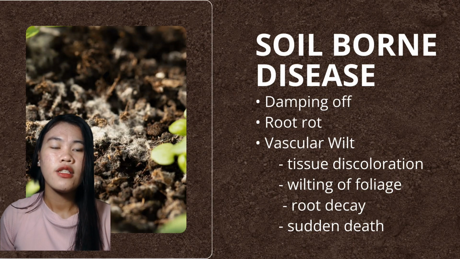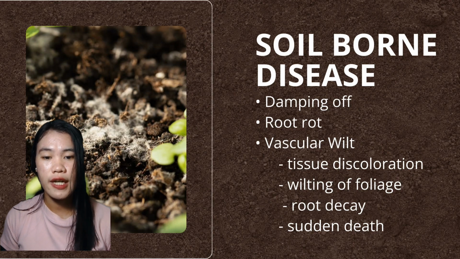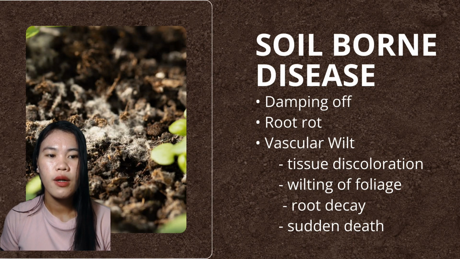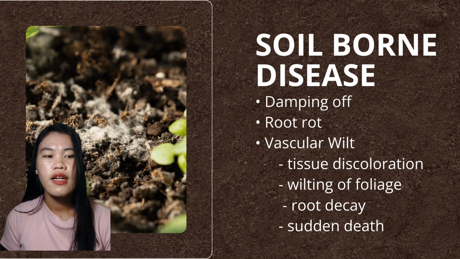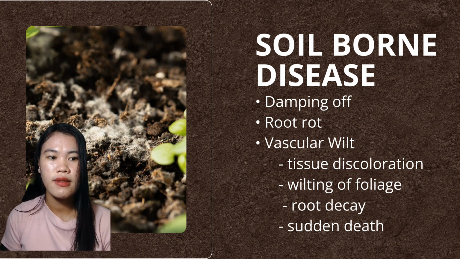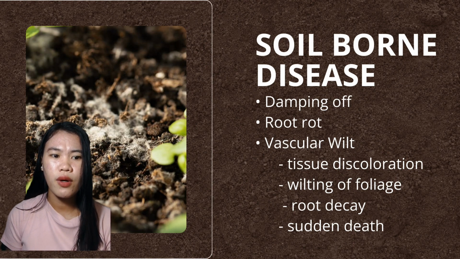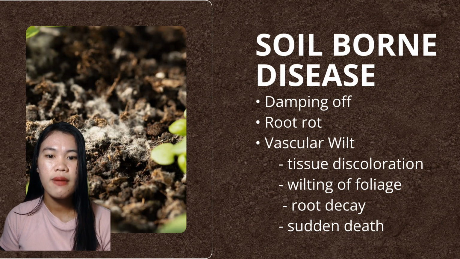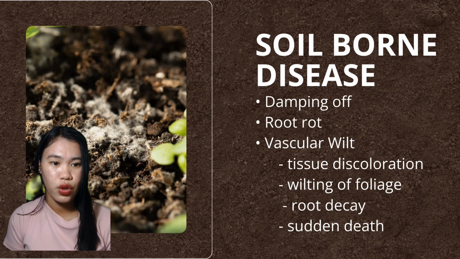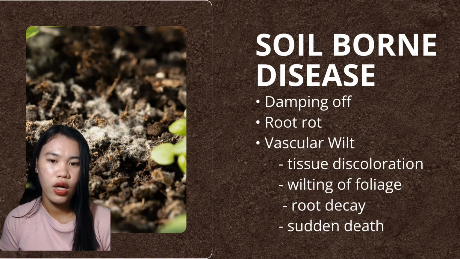So, the next soil-borne disease is root rot, the rotting of the roots. It is a plant disease also caused by fungi, water molds, or even bacteria that damages the plant root system and impairs its ability to absorb water and nutrients. It often leads to the death of plants because they can no longer absorb water due to the rotting.